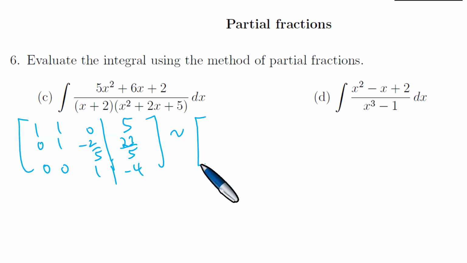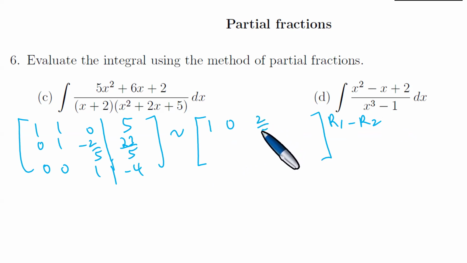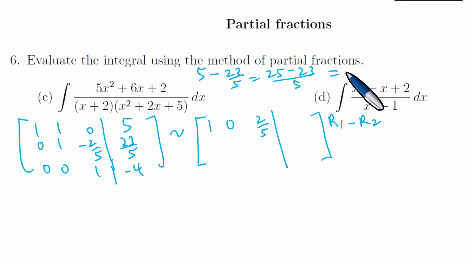Okay. At this point, what you want is a 0 here. Row 1 minus row 2. 1, 0, 2 out of 5. Row 1 minus row 2: 5 minus this is, let me check, 5 minus 23 out of 5, which is 25 minus 23 out of 5, 2 out of 5. And then this one is 0, 1, minus 2 out of 5, 23 out of 5.